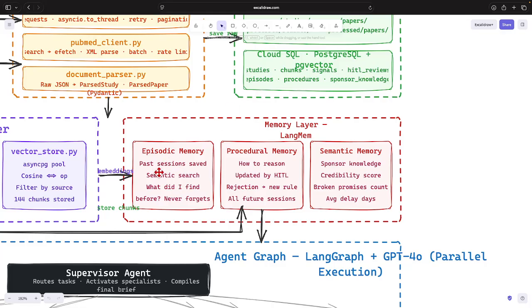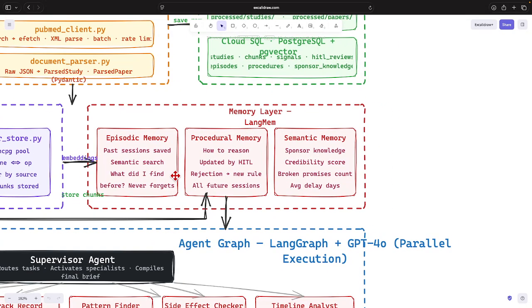One is episodic memory. Episodic memory saves every reasoning session the agents run. So the next time a similar situation comes up, the agent checks what was done before and builds on top of it instead of starting from scratch. So it is aware of your past interactions.